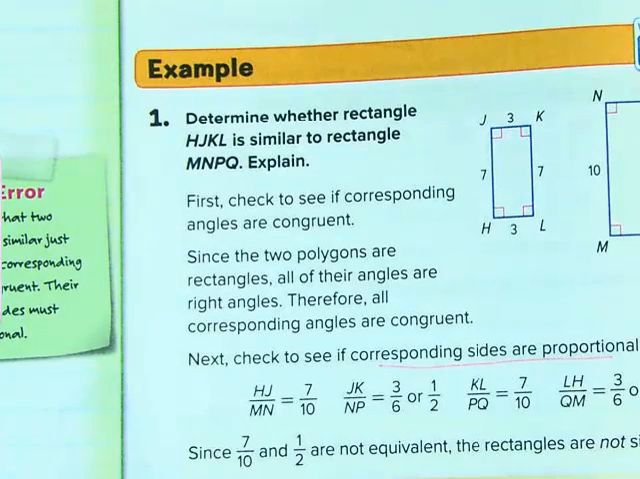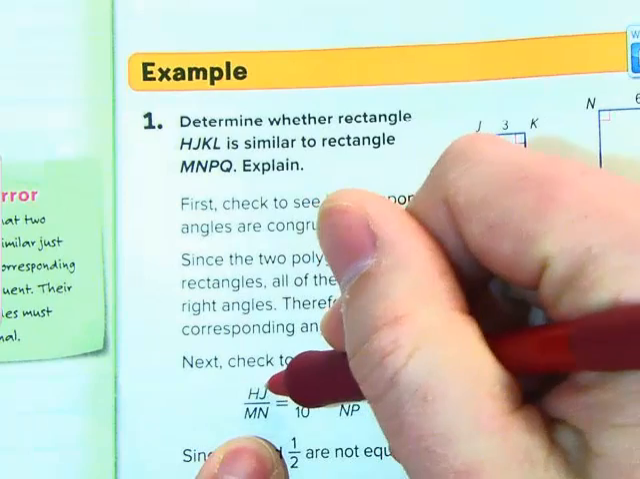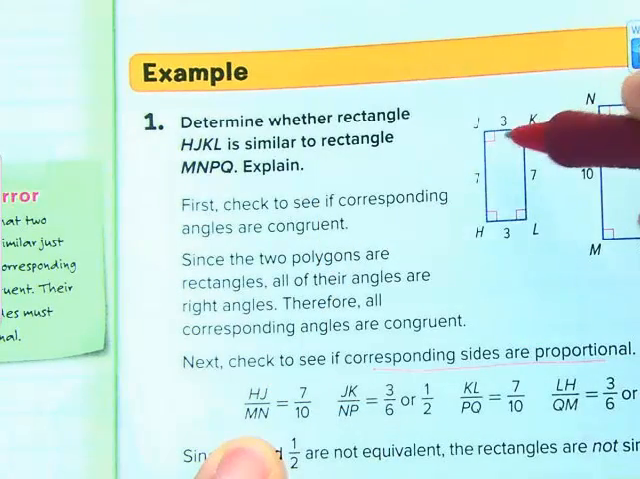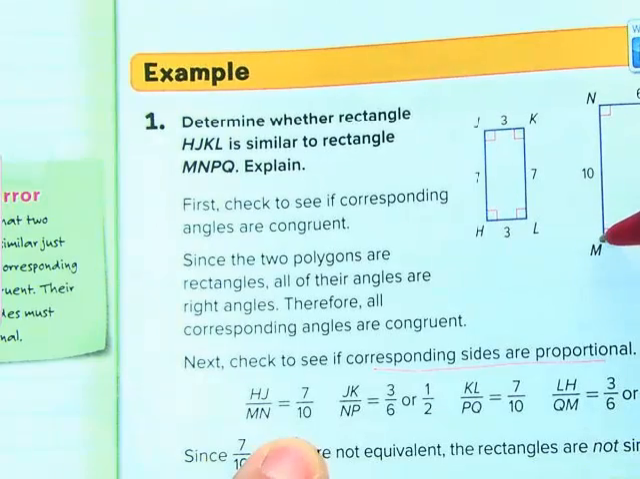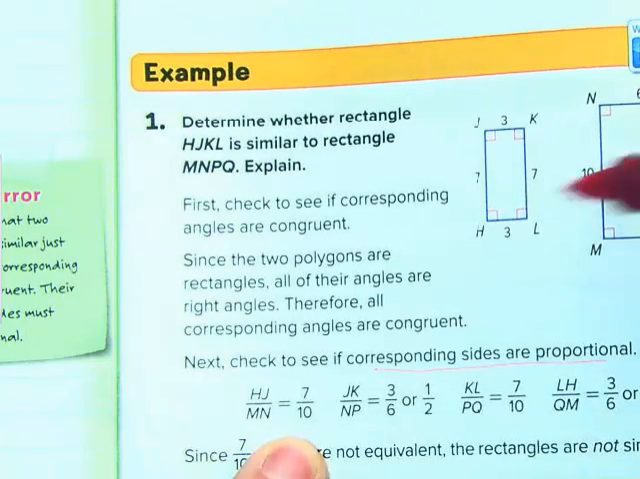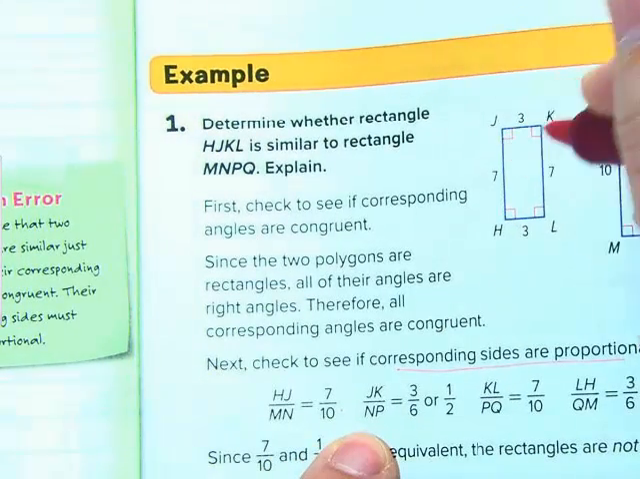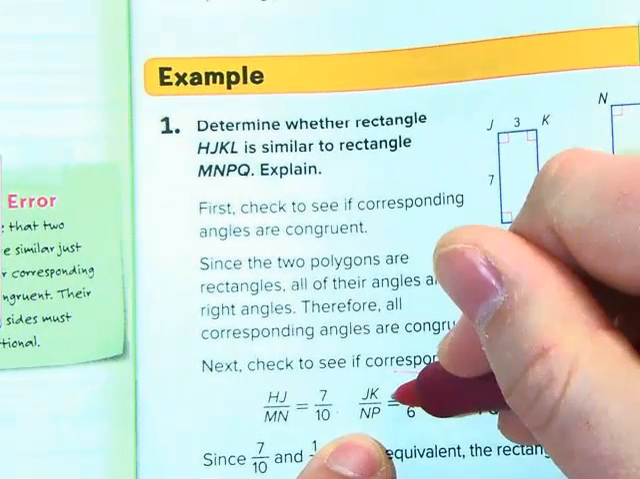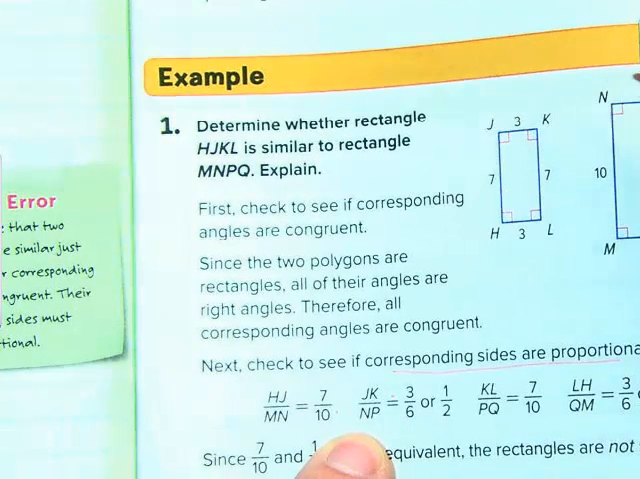Okay? So we're going to check. Well, we see first we have HJ, which is 7. And then we have the matching side over here, MN, that's 10. That's where we got the 7 and 10. Then we're going to check this side here. We're going to check side JK is 3. And then the side that matches up with it is NP, which is 6.